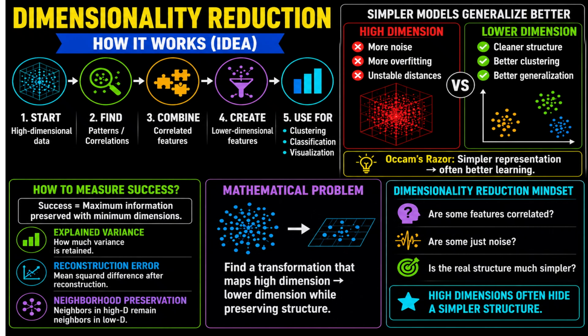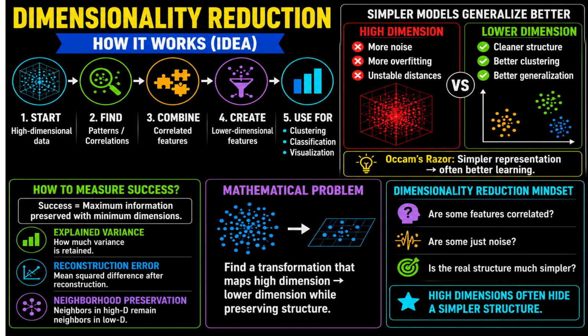So why should we do this? Because simpler models generalize better. High dimension means more noise, more overfitting, unstable distances. Lower dimension, cleaner structure, better clustering, better generalization. In machine learning, in computer science in general, we talk about something called Occam's razor, which says the simpler the representation, the better the learning always. So try to find as simple a model as possible which fits the data.